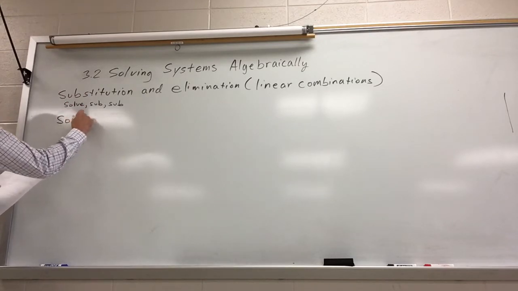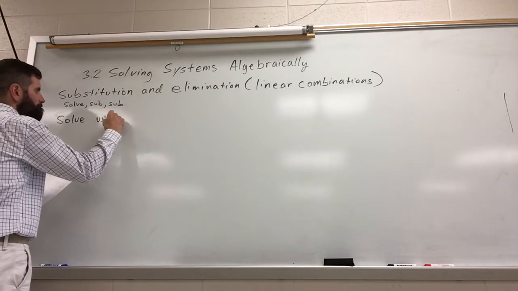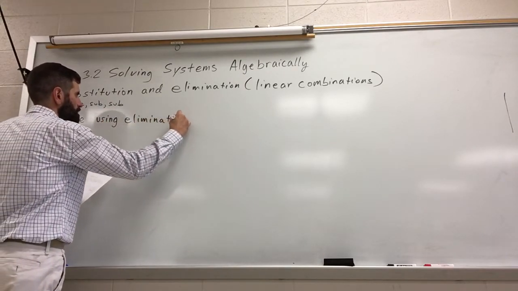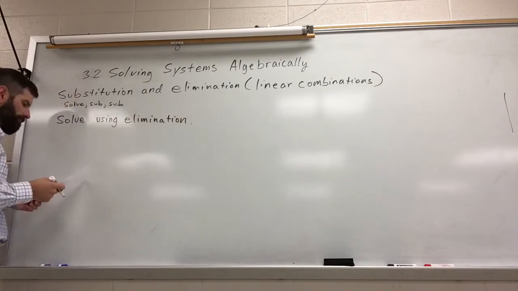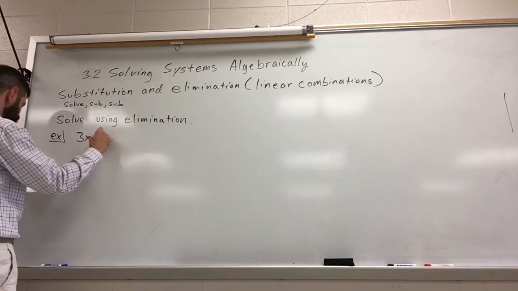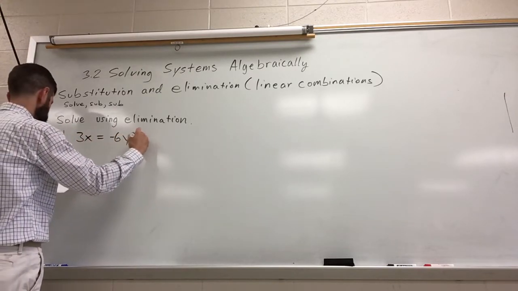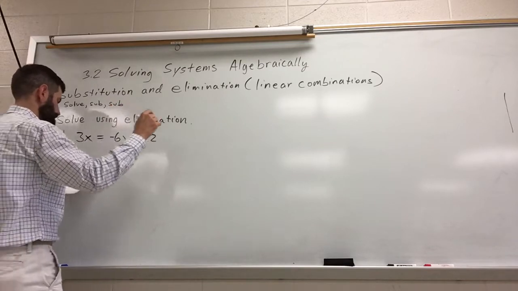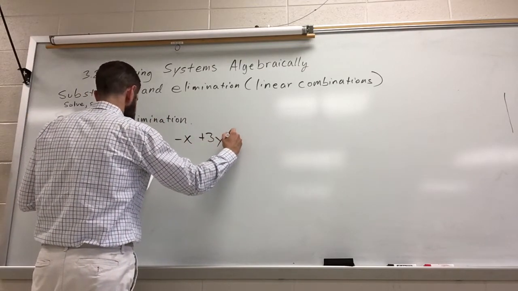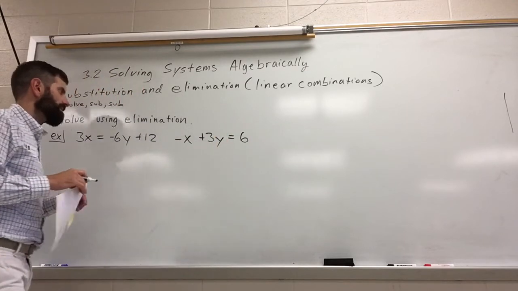So our instructions now are solve using elimination. And we'll start out with 3x is equal to negative 6y plus 12. Negative x plus 3y equals 6.